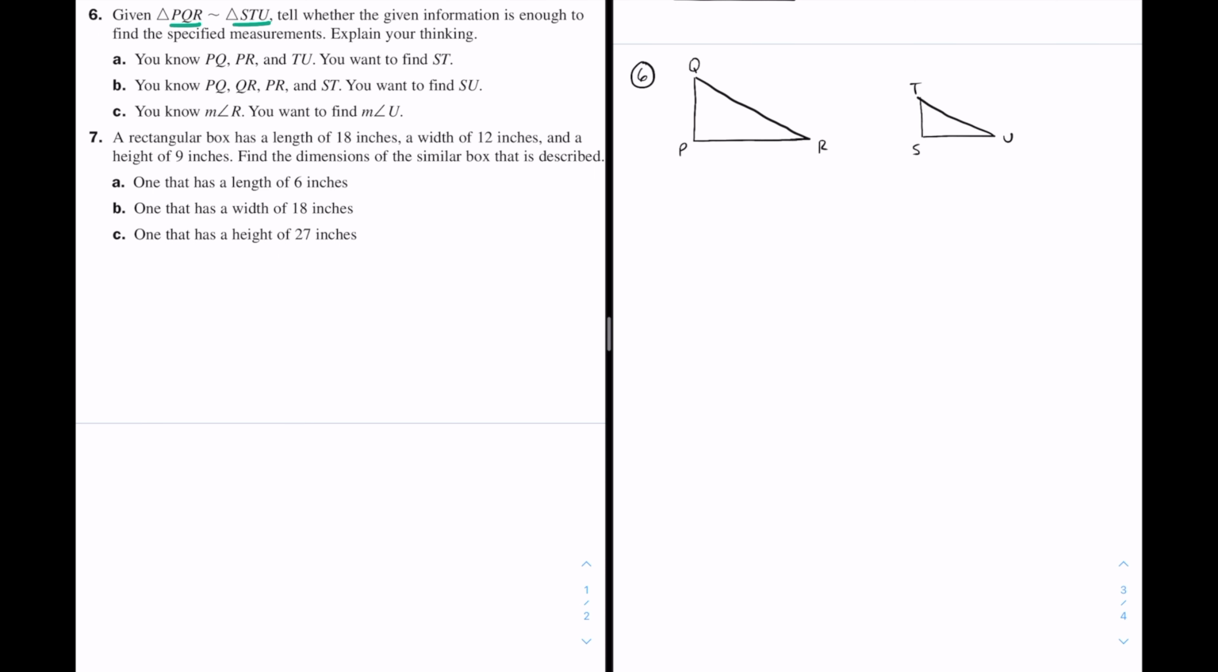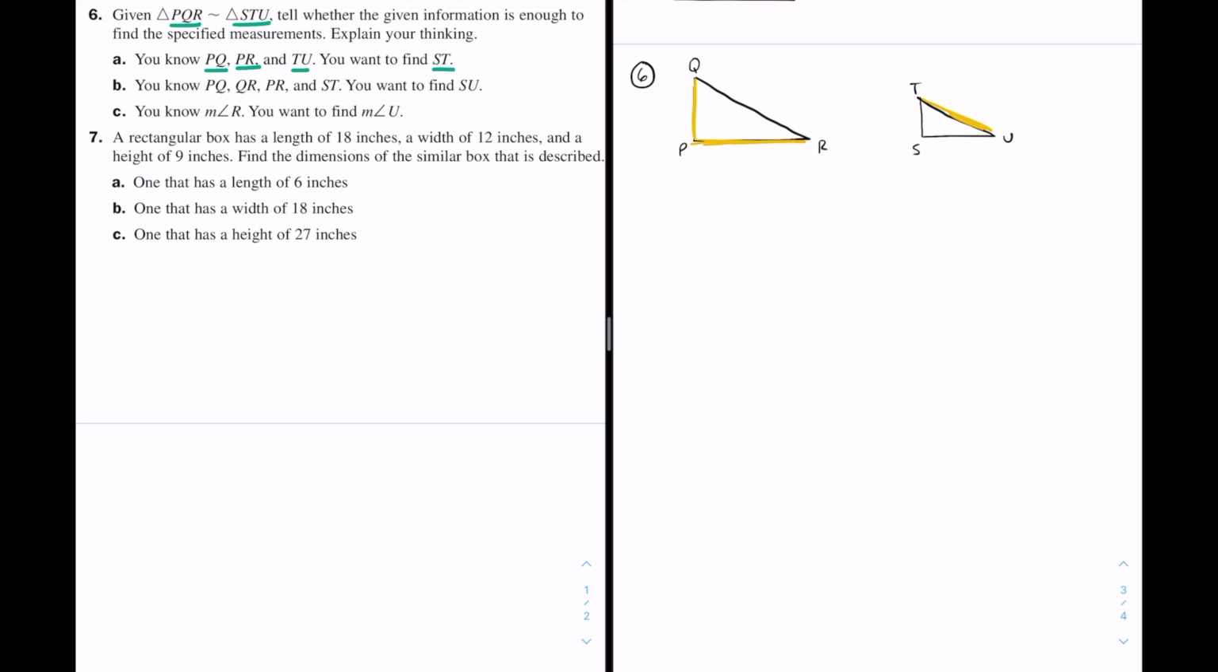So for A, it says, segment PQ. So let's go ahead and mark that up. So PQ is located here. So if we knew PQ, and then if we knew PR is going to be down over here. And if we know this third side, which is going to be TU, I'm going to mark that on this triangle. The question is can we find out the length of ST given this information?